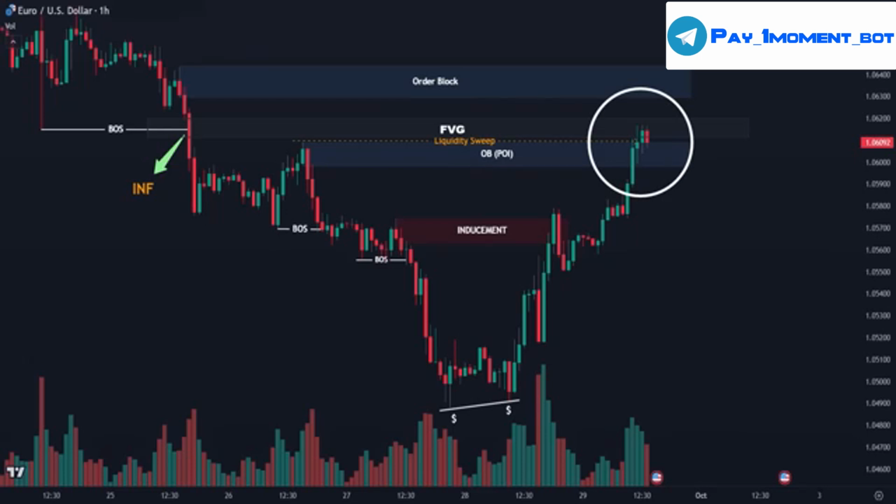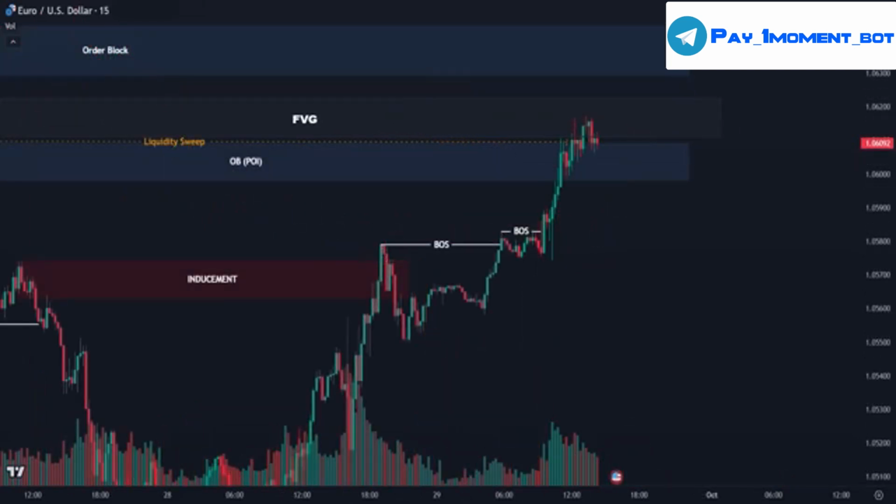To do that, I'm going to zoom into the 15-minute time frame for better monitoring of the price action. Now we have the 15-minute chart on the screen. As you can see, the price created bullish BOSs until it reached the order block, sweeping the liquidity accumulated above it. We see that after filling the upper 1-hour fair value gap, the price reversed direction to the downside and entered into a distribution phase inside the higher timeframe's point of interest.